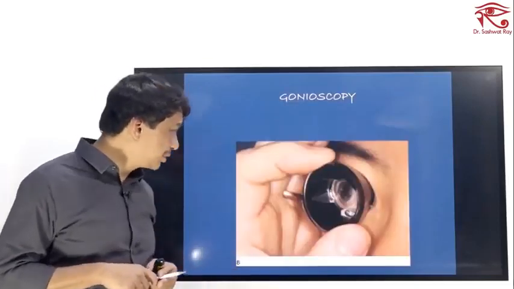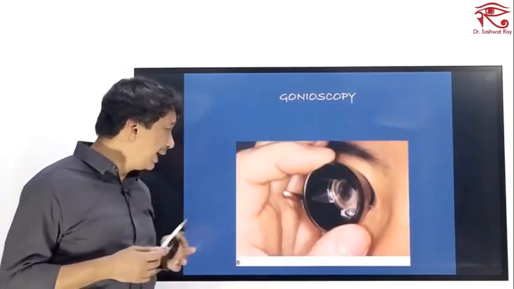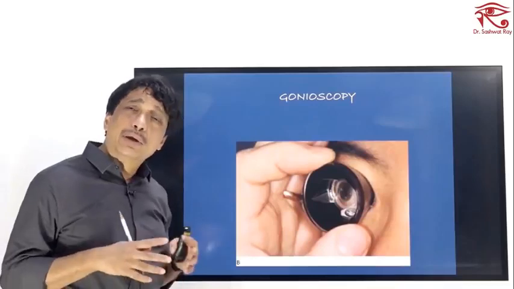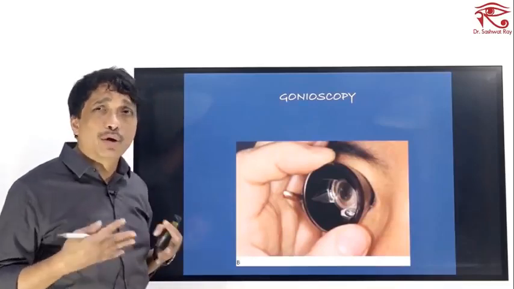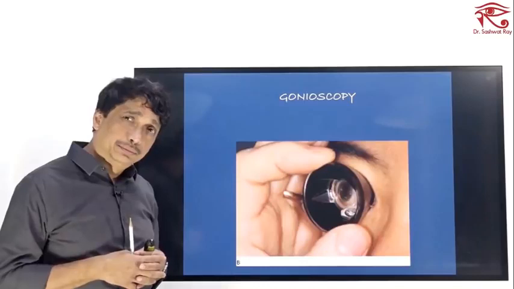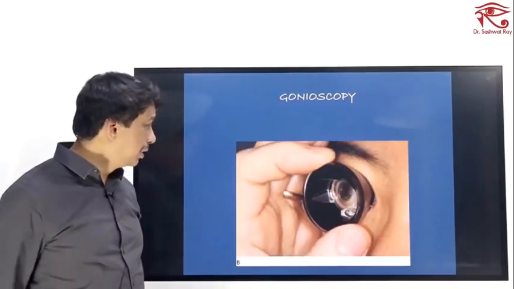Like this, you may have seen gonioscopy done like this. If a patient is already dilated, then that particular day we cannot perform gonioscopy because it will give us a wrong estimation of the angle. So the answer is gonioscopy. Very well.